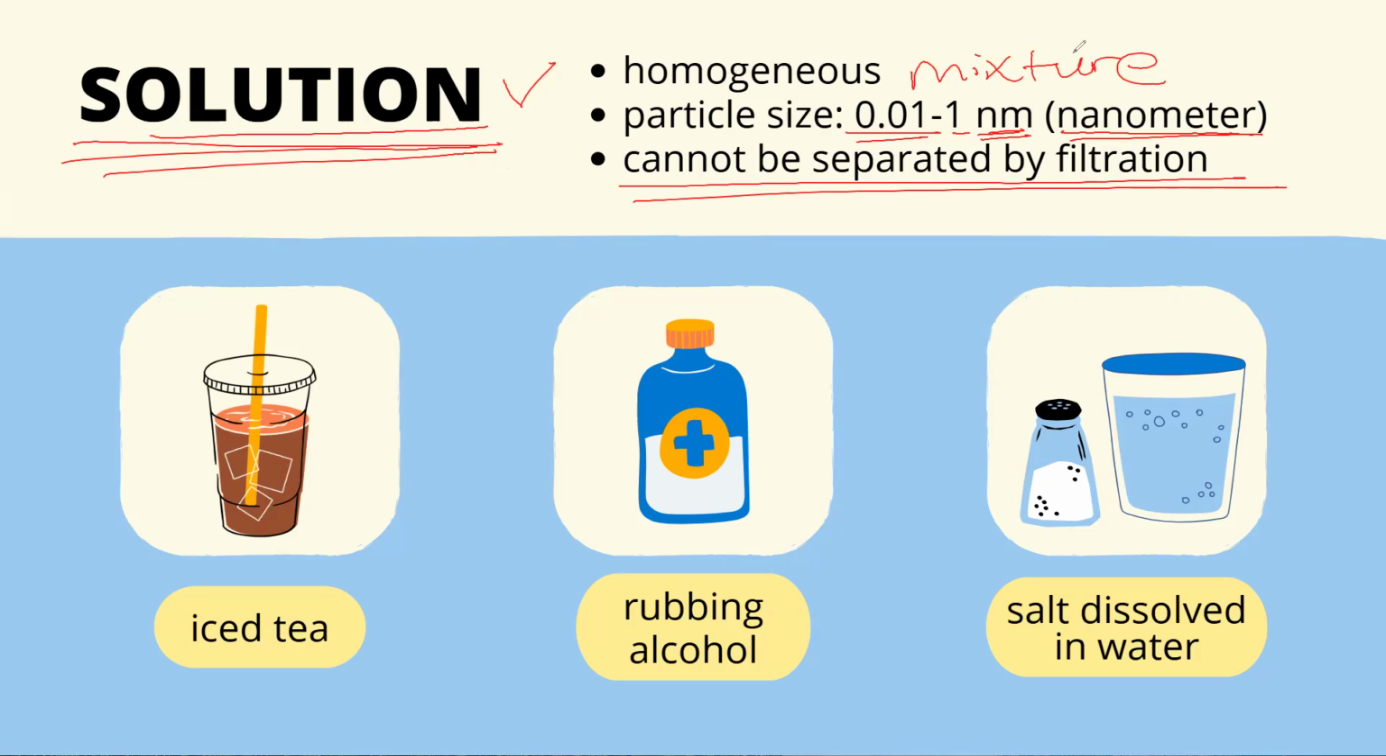Characteristic number one, it is a homogeneous mixture. In other words, it has a uniform composition throughout its structure. Characteristic number two is that the particle size is between 0.01 and 1 nanometers. And the third is that it cannot be separated by filtration. Here are some examples. Example number one, what is it?